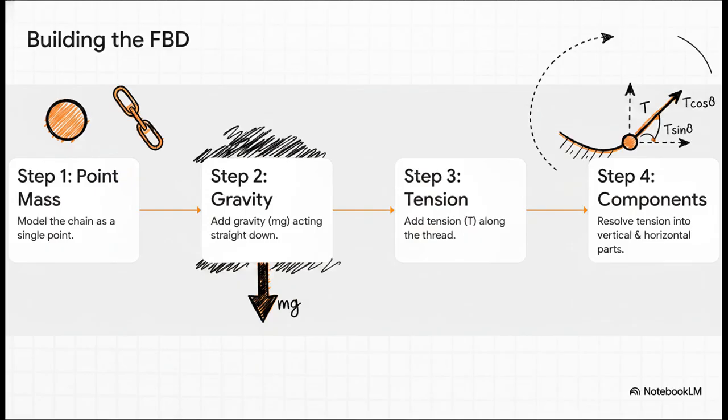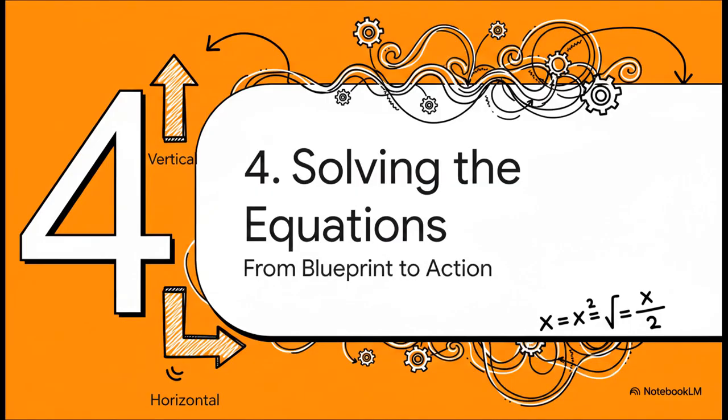First, what forces are acting on the chain? Well, gravity, of course. The Earth is pulling it down with a force of mg. Easy. Then, we've got the thread pulling on it. That's our tension, T. But since T is at an angle, it's kind of doing two jobs at once. It's pulling up and it's pulling in. So we break it into two pieces, or components. A vertical piece, T cos theta, and a horizontal piece, T sin theta. Okay, the blueprint is done.